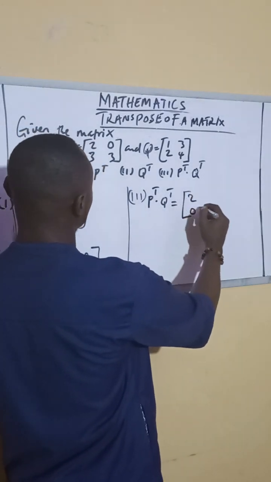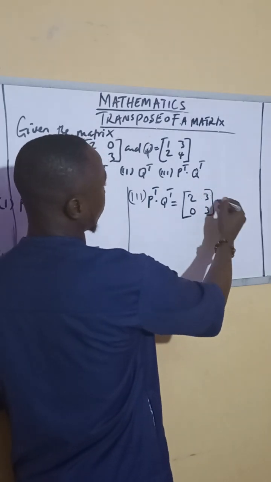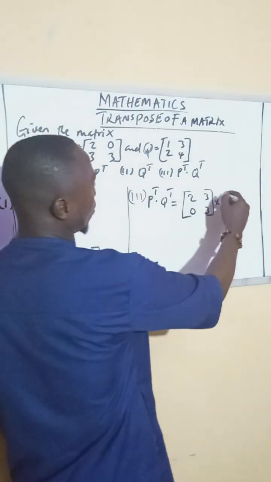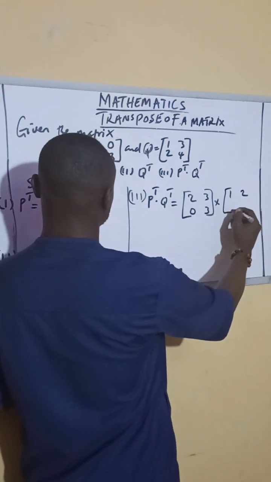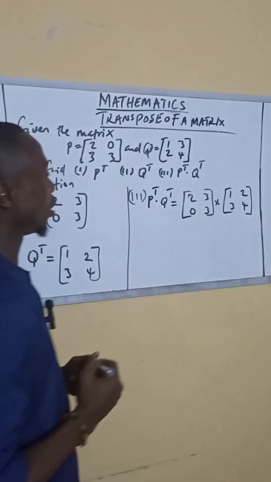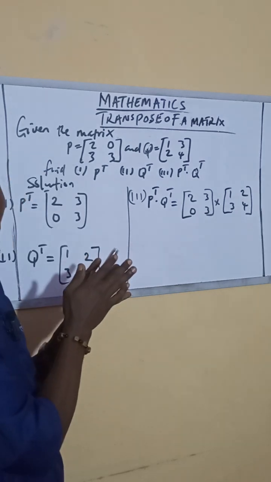2, 0, 3, 3. You can go ahead and put your multiplication sign for it to actually not make mistake. Which is 1, 2, 3, 4, like this. Now, having done this, let me show you how to make these pickings.